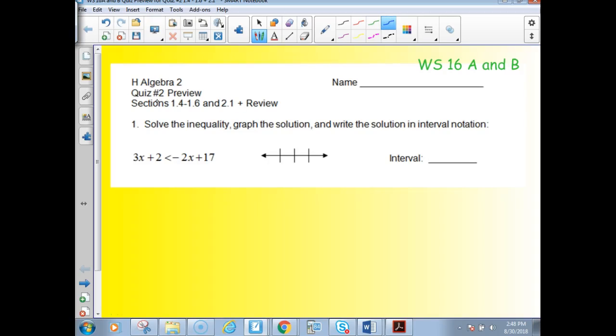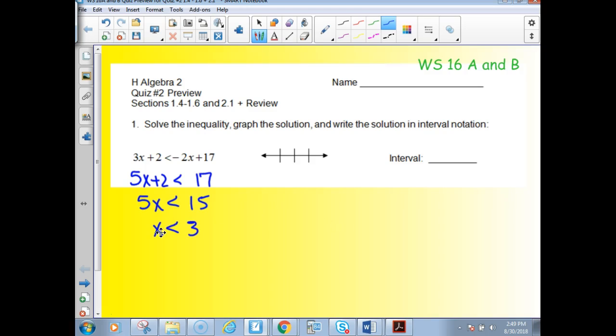Okay, yes it is. It's time for the review of quiz number 2, worksheet 16A and B. Solve the inequality, graph the solution, and write the solution in interval notation. First step on here would be to add 2x to both sides, giving us 5 times x plus 2 is less than 17. Subtract 2 from both sides, 5 times x is less than 15. Divide by 5, x would be less than 3.